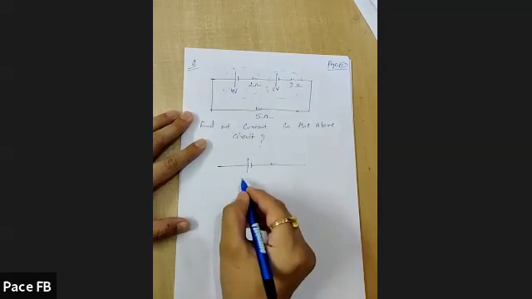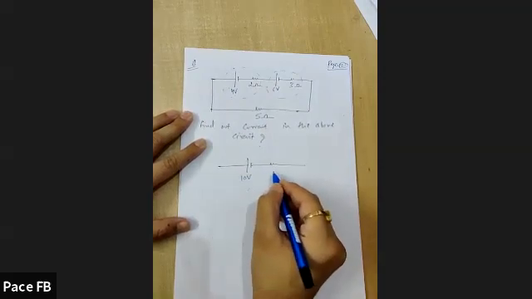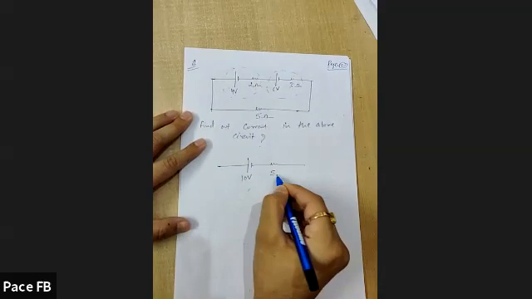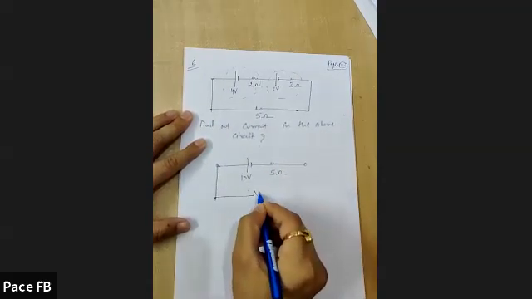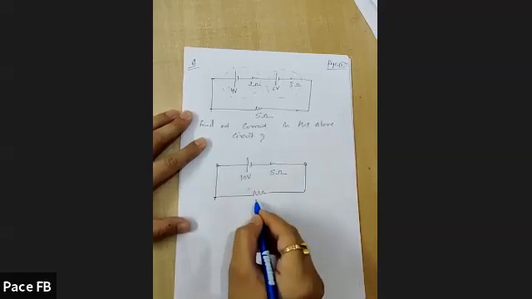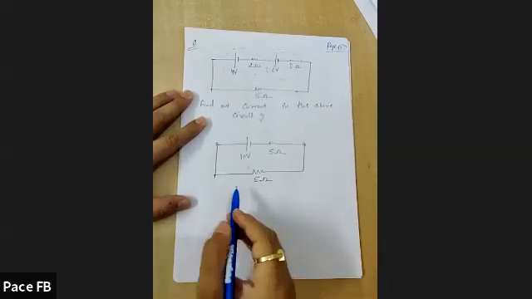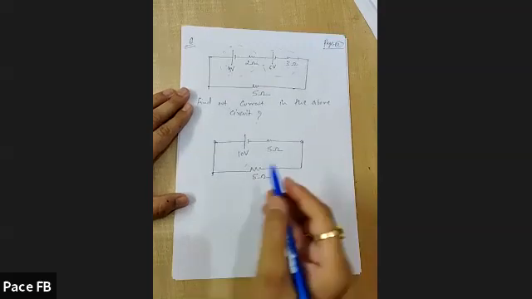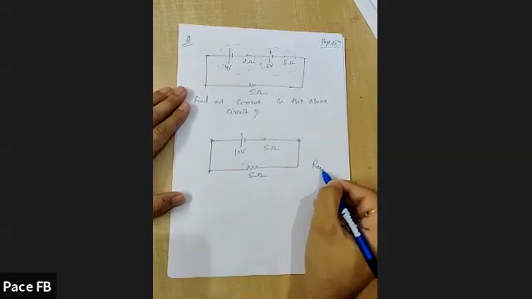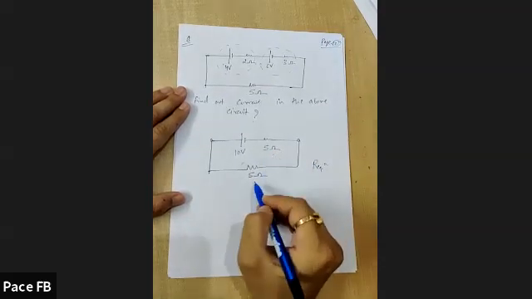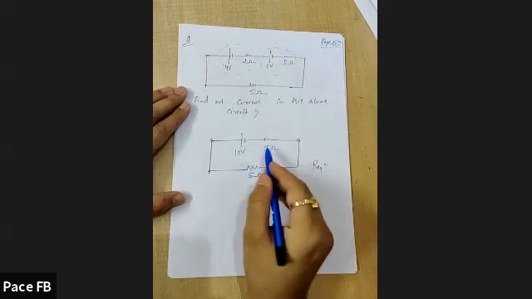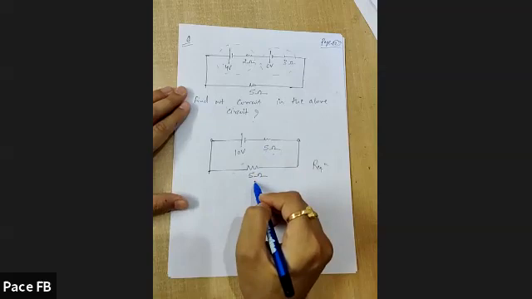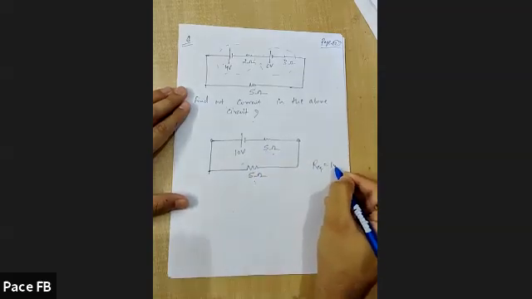It would be 4 plus 6, 10 volt, and internal resistance would be 2 plus 3, 5 ohm. And now this is connected with external resistance 5 ohm. Now what is the equivalent resistance of the circuit? This internal resistance of the final cell is in series with external 5 ohm. So R equivalent would be 10 ohm.